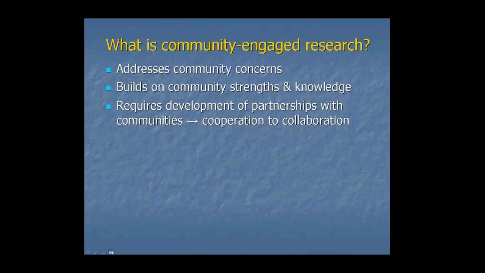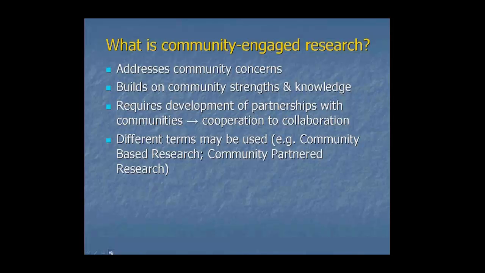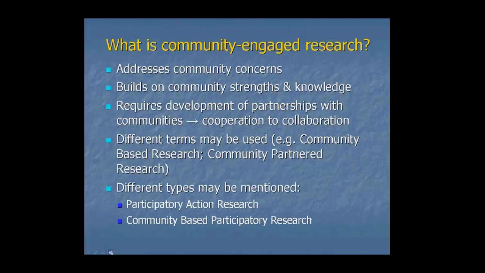Also, you might find different terms when referring to community-engaged research. Sometimes people refer to community-based research or community-partnered research. You may also hear terms used for different types of community-engaged research, such as participatory action research, which is a specific type of research directed toward advancing social change, and community-based participatory research, which is a specific type of community-engaged research that involves full participation of community partners.